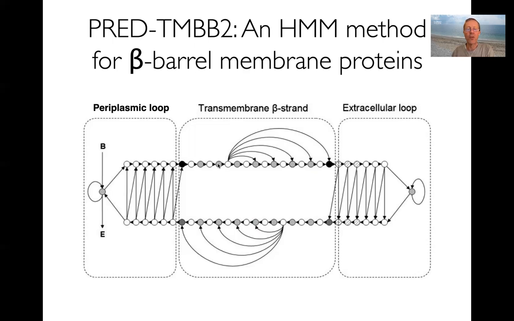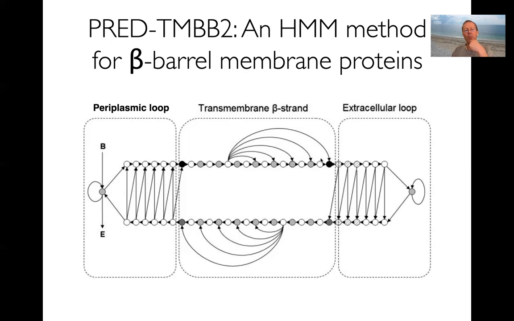So it actually distinguishes 2 different states. It has 2 different states within the membrane span. These are the membrane exposed and the ones that are projecting inside the barrel instead, that are not exposed to the lipid bilayer. So they have different emission probabilities. So the white ones have one set of emission probabilities, and the gray ones have a different set of emission probabilities.